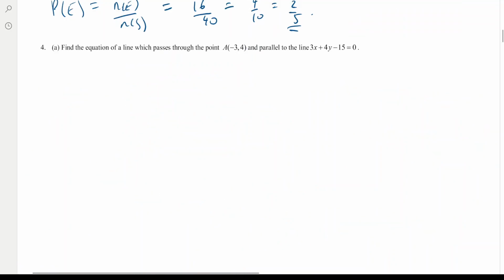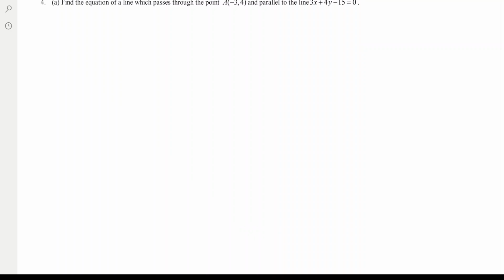Coming to question number 4. Find the equation of a line which passes through point A (-3, 4) and is parallel to the line 3x plus 4y minus 15 equals 0. So here we are talking of two lines which are parallel. And we know that for parallel lines, of course, slope of line 1 is going to be equal to slope of line 2.